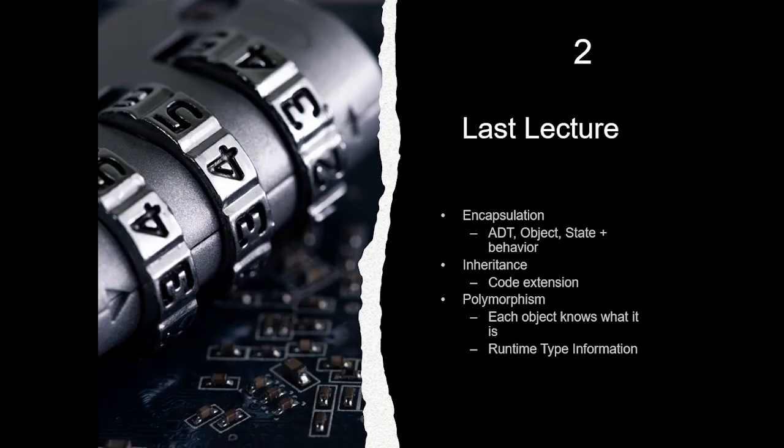In our last lecture, we reviewed the fundamental concepts of object-oriented programming. We talked about encapsulation, abstract data types, objects, classes, state and behavior. We also talked about inheritance and how useful a mechanism it is for code extension.